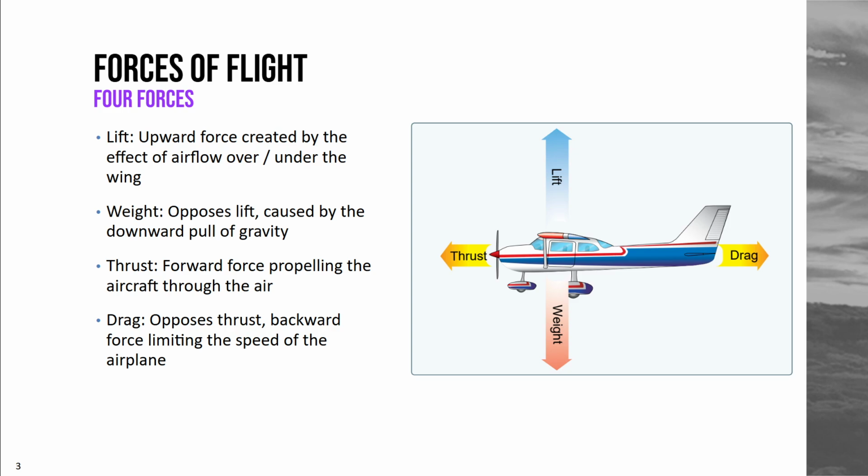All right, so we have four forces of flight. First is lift, the upward acting force that opposes weight, created by our wings. Then there's weight, it opposes lift. It's caused by the downward pull of gravity. We have our thrust, that's our forward force propelling that aircraft through the air. It opposes drag. That leads us to drag. It's the opposite of thrust. It's the backwards force, the retarding force that limits the speed of the airplane.